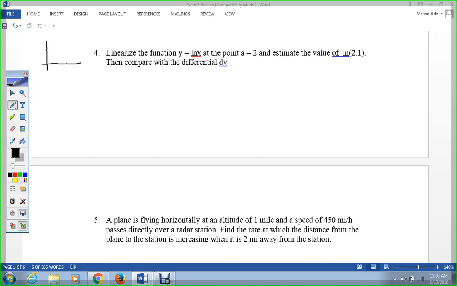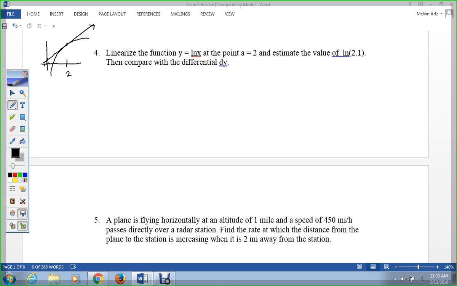We're going to take our function ln of x, and then we're going to linearize it at 2. So we're going to create the equation of this tangent line, and then we're going to use the tangent line to estimate values of the function itself. So linearization is just creating the equation of the tangent line at a particular point.